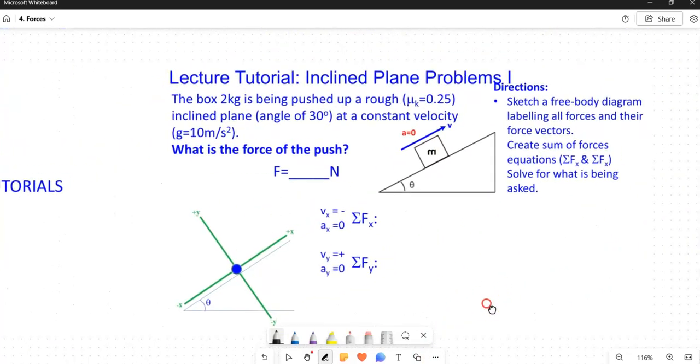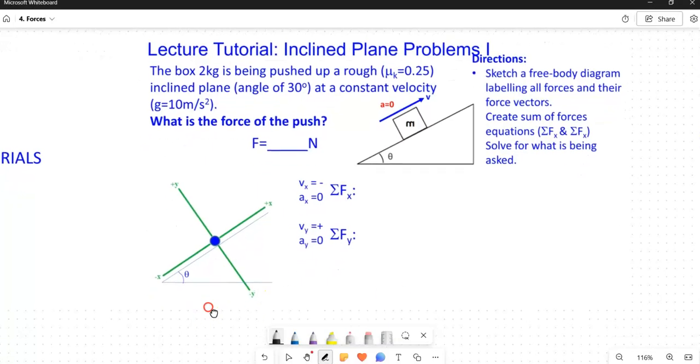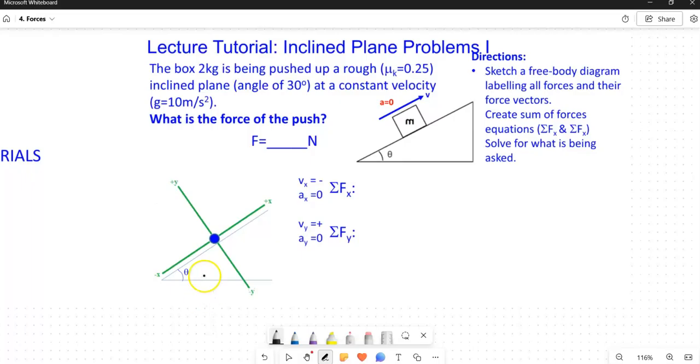Now let's actually do an example. The best way to learn this is just to do an example. For example, if you had a box being pushed up an inclined plane with a force F, and that box is 2 kilograms, and it is a rough inclined plane, and the inclined plane is at 30 degrees. So this would be 30 degrees right here.